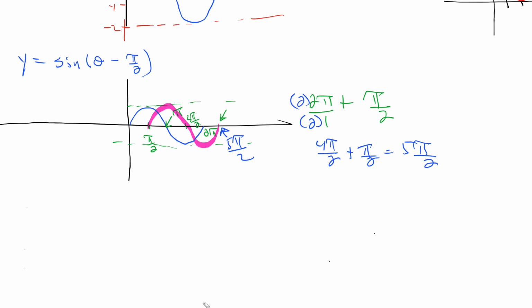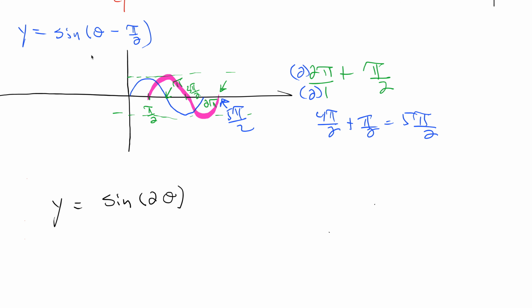So what we can do is, if we have something like y equals sine of 2 theta, like that. Can you see? Okay. What you want to do is flip this number. And then what does that 2 become when you flip it?